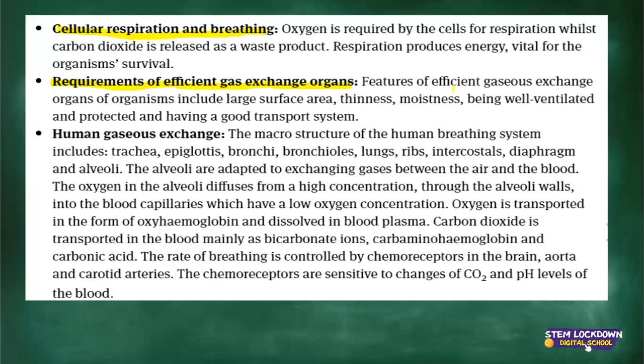So features of efficient gaseous exchange organs of organisms include what? The large surface area, the thinness, moistness, being well ventilated and protected, and having a good transport system. So those are the requirements. It needs to have a large surface area. It needs to be thin in structure. It needs to be moist. It needs to be well ventilated and protected. It also needs to have a good transport system.